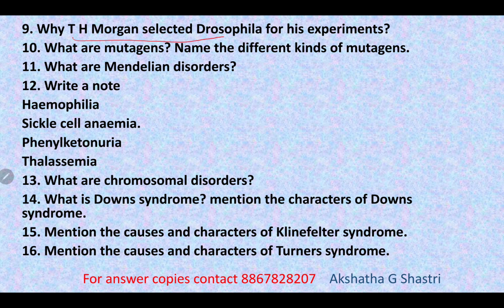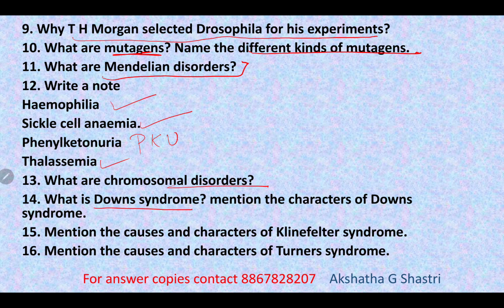Next, why T.H. Morgan selected Drosophila melanogaster for his experiments? What are mutagens? Name the different kinds of mutagens. Next is, what are Mendelian disorders? Or they may also ask like this, write a note on hemophilia, sickle cell anemia, phenylketonuria or PKU or thalassemia. Next, what are chromosomal disorders? Next, what is Down syndrome?